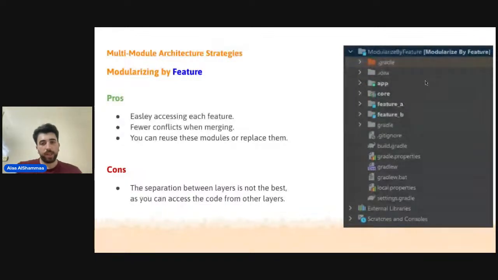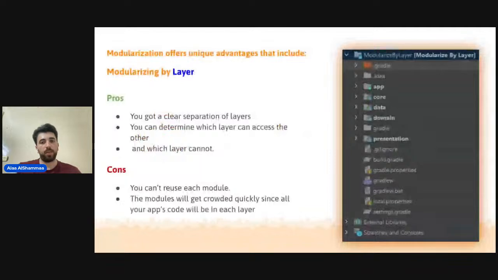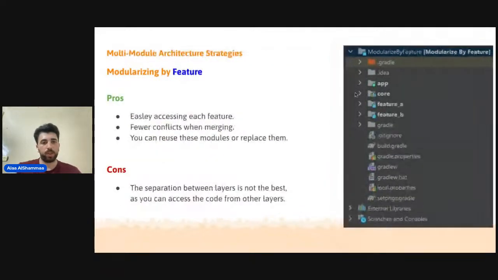The only issue with this is that the separation between layers is not the best, so you can access code from different layers. If you want to judge this architecture based on the properties that we have here, we can see that the modularization by feature is very cohesive. It's loosely coupled, so we don't have issues with this, but it's not granular. In other words, even with this approach, we don't have many features to work with.